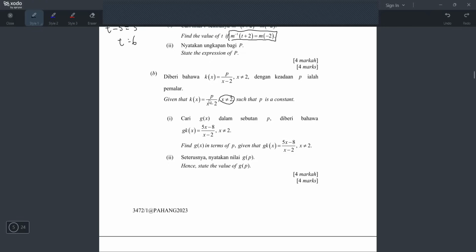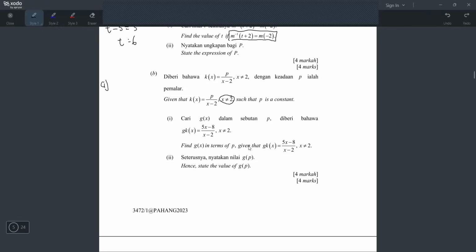That is why when your denominator has x, there will be an undefined case. For this function, the undefined case is 2, because if x is 2, the denominator would be 0. But when you write your working later, you don't have to write this in your working. Okay, let's start with question number 1.